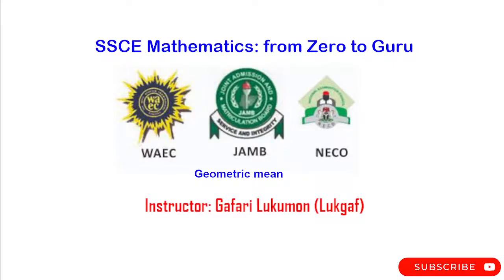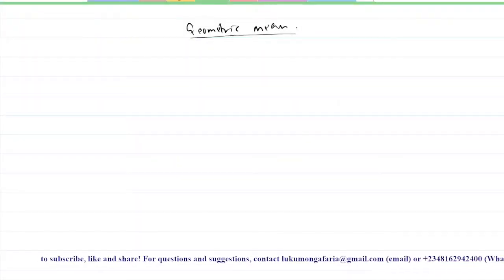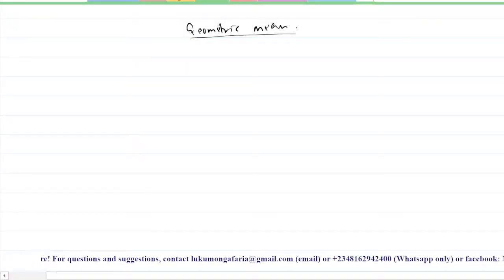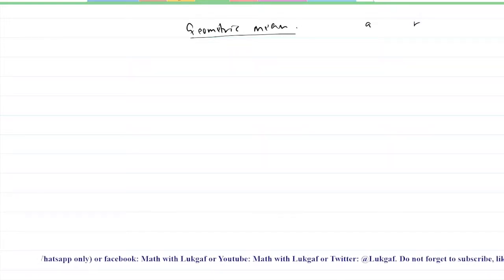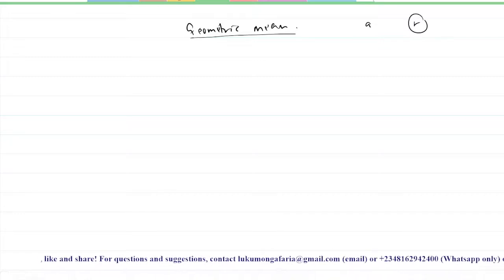Hi guys, welcome back. In this video, I'll be explaining geometric mean. In the last video, I explained geometric progression and the nth term of a geometric progression. I said, given your A, which is the first term, and your R, which is the constant term, that is the common ratio. A GP is a sequence whereby each term is obtained from the preceding term by multiplying or dividing by a constant factor, which is R here, which we call the common ratio.